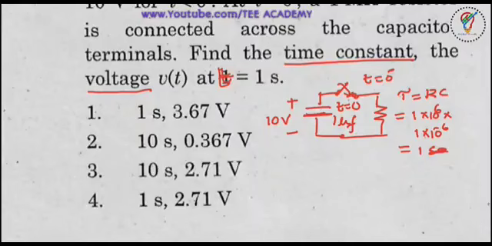Next, what we need to find? The voltage across the resistor; here both are in parallel. So we need to find the voltage across the resistor after t equal to 1 second. Now this formula is applicable when there is no source here. Why? Because the capacitor itself acts as a source. V of t is equal to Vs into e power minus t by tau.